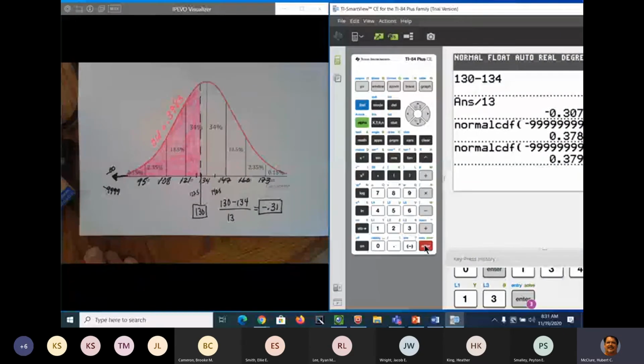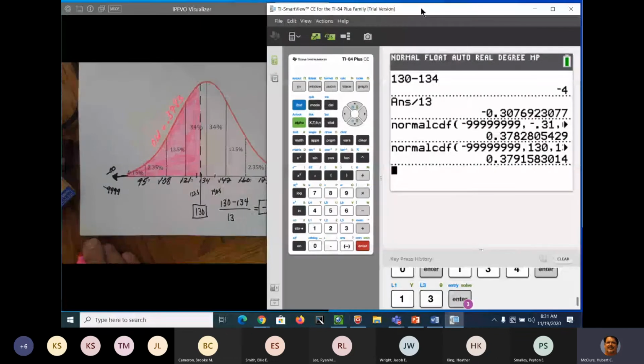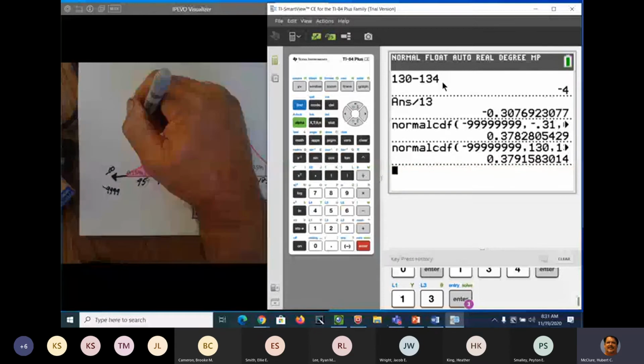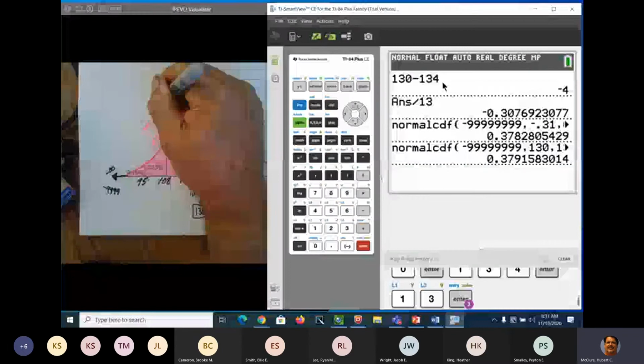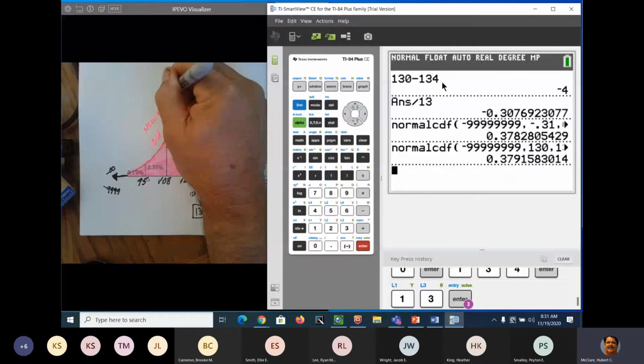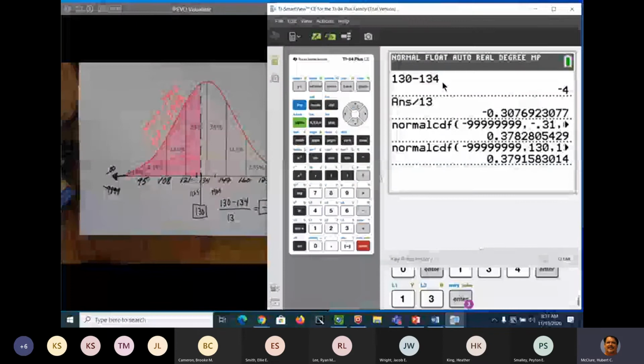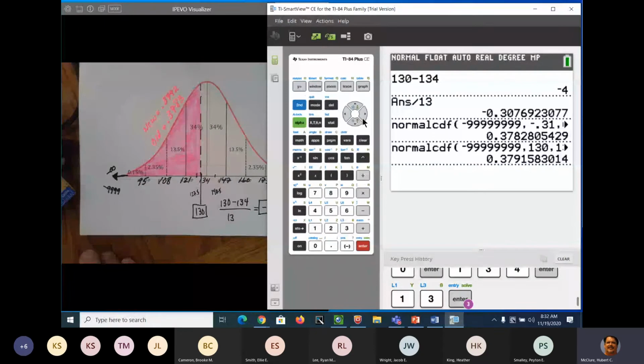And this one is 3792. So the newer calculator is 0.3792. Now, actually, we could probably get it a little bit closer with the older calculator, and I'll show you how you could do that.